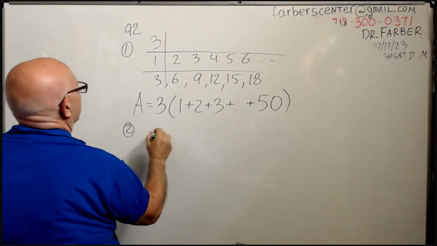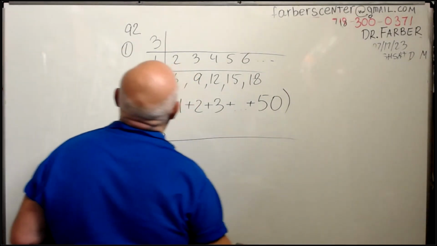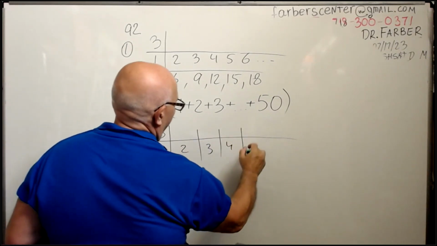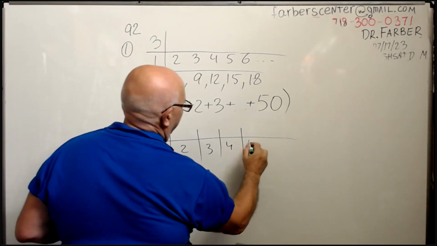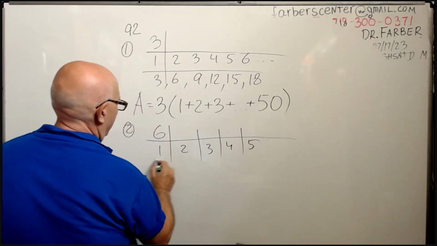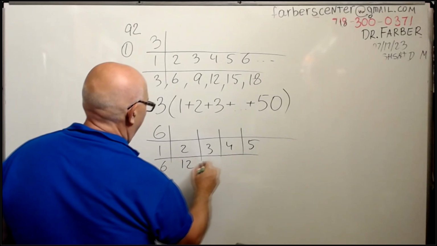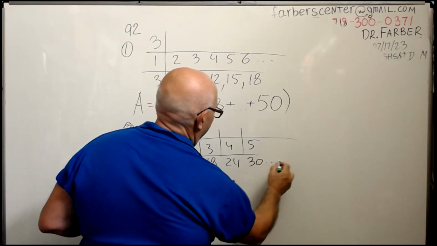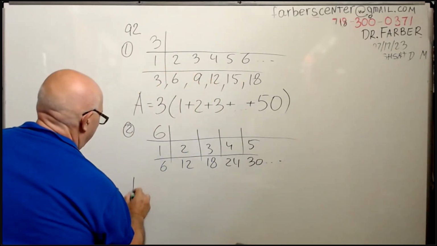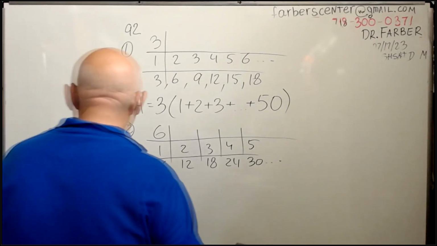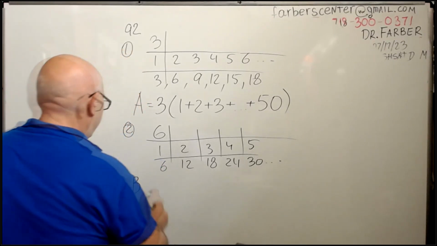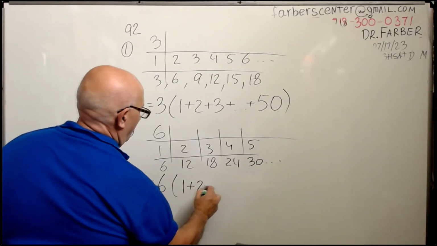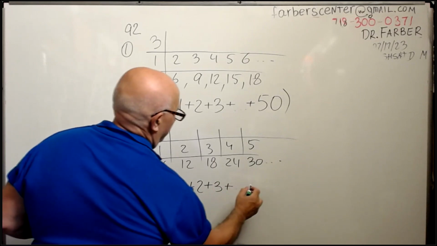Step number 2. A multiple of 6 is, if I make this graph, 1, 2, 3, 4, 5, etc. If you multiply this, it would be 6, 12, 18, 24, 30, etc. Or you can represent B. How many of them? Also 50? B is the same as 6 multiplied by 1 plus 2 plus 3 plus etc. plus 50.